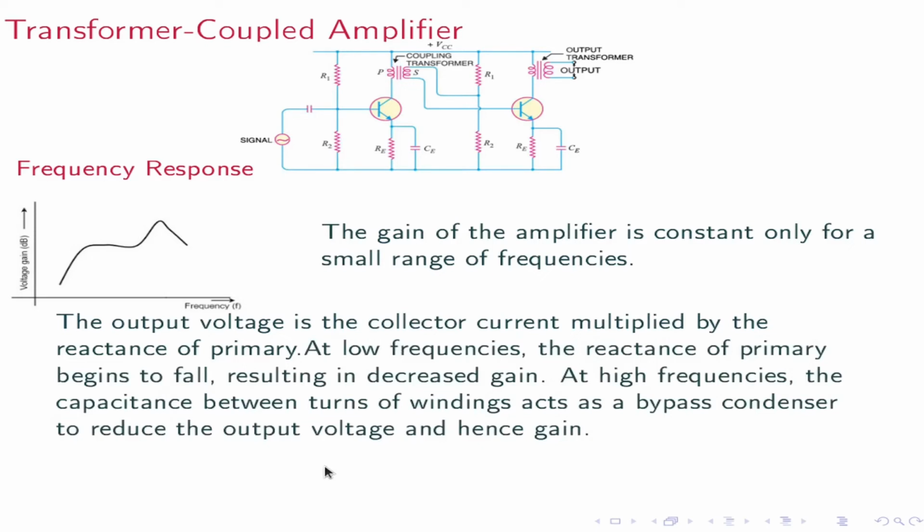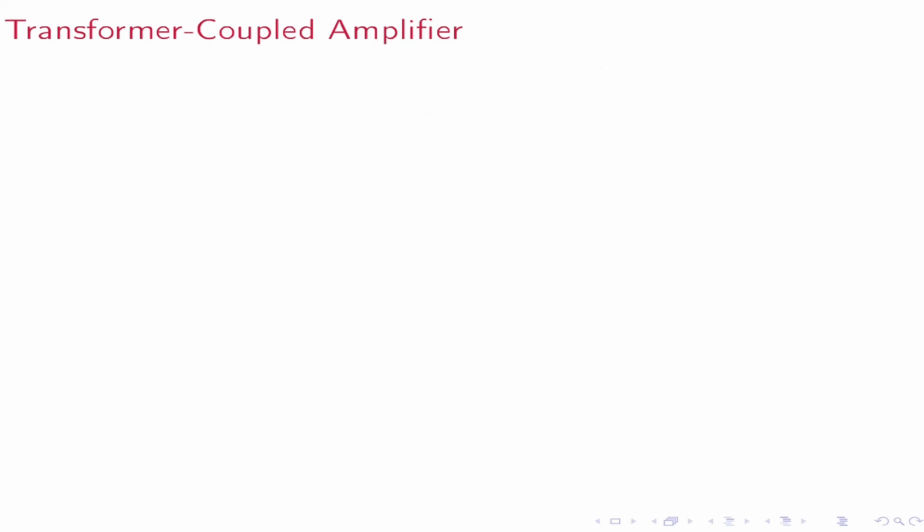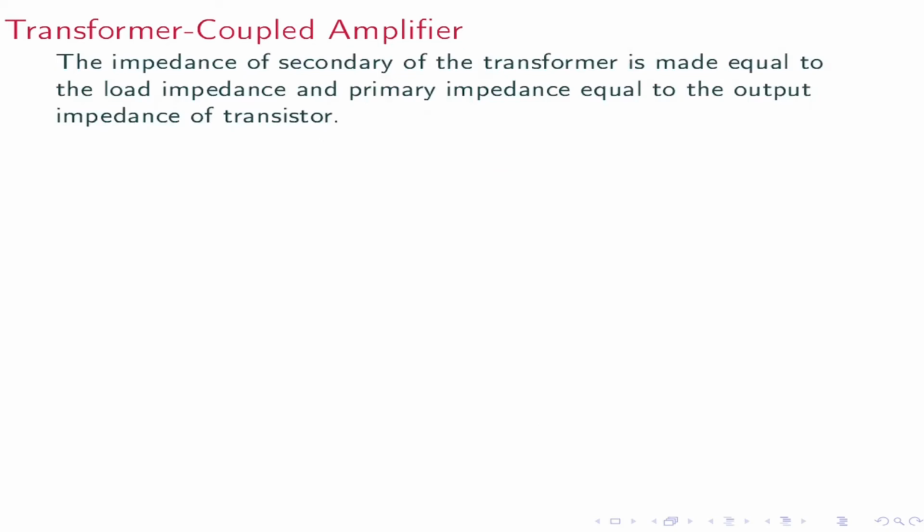At low frequencies, the reactance of the primary begins to fall, resulting in decreased gain. At high frequencies, the capacitance between turns of windings acts as a bypass condenser to reduce the output voltage and hence gain. The amplification of the audio signal will not be proportionate and some distortion will also get introduced, which is called frequency distortion. Here the impedance of the secondary of the transformer is made equal to the load impedance and the primary impedance equal to the output impedance of the transistor.